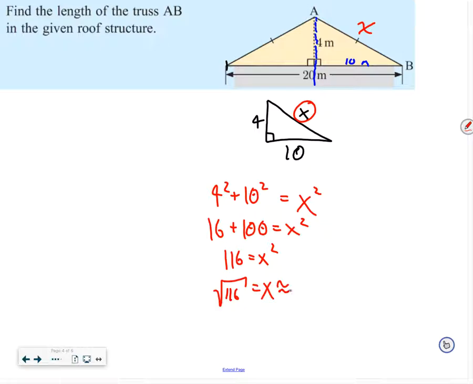And this is going to be approximately equal to, if I put it into my calculator, about 10.8, and then I'm dealing with meters. Okay, so that is the length of that truss. Let's look at another example here.